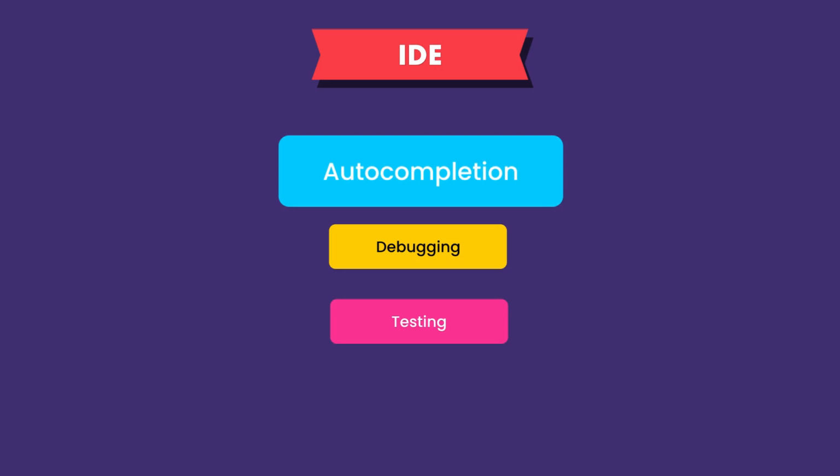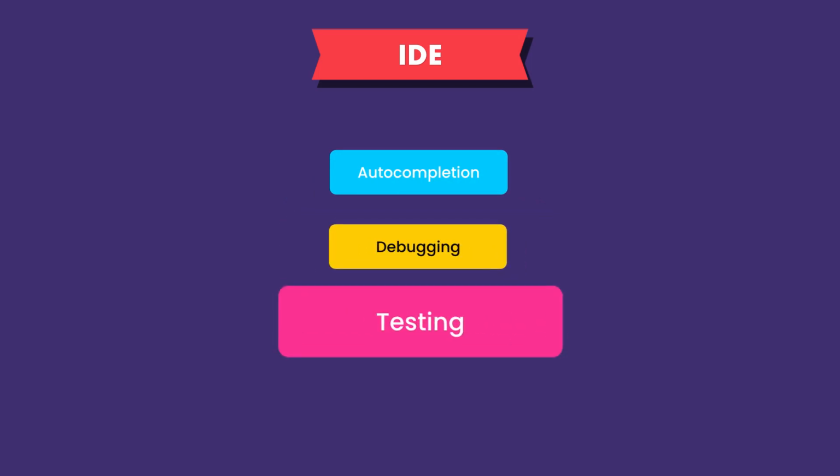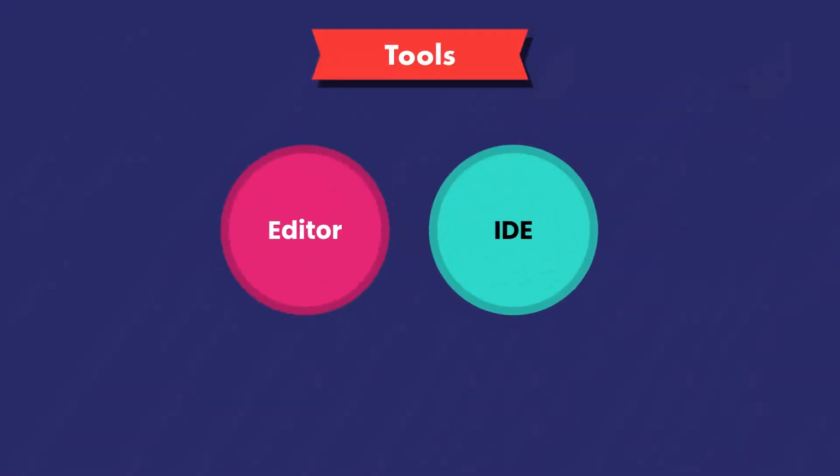It's a productivity boosting feature. It also gives you additional features like debugging, which means finding and fixing bugs in your programs, testing, and so on. For both code editors and IDEs, there's so many options out there. The most popular code editors are VS Code, Atom, and Sublime. You can use the code editor that you prefer. In terms of the IDEs, again, there are so many options out there. The most popular one is PyCharm.